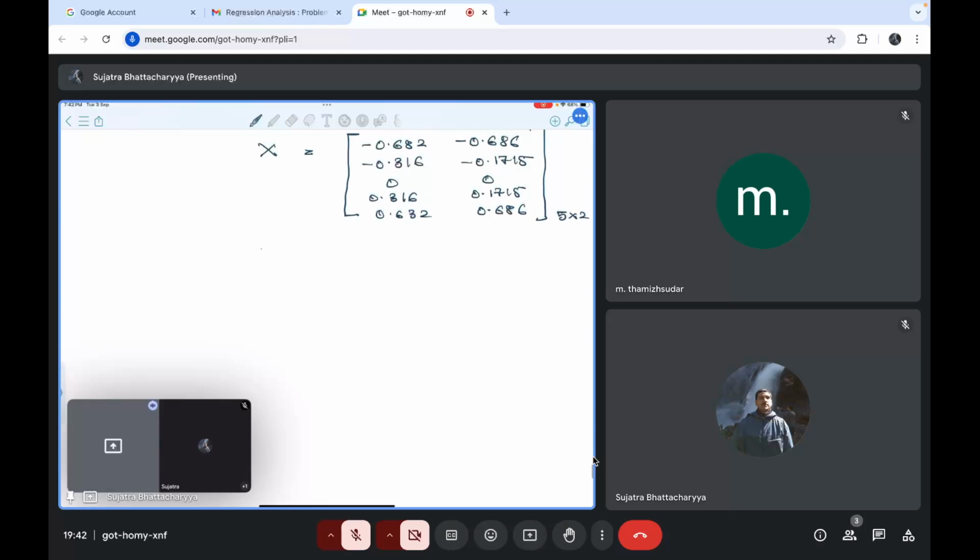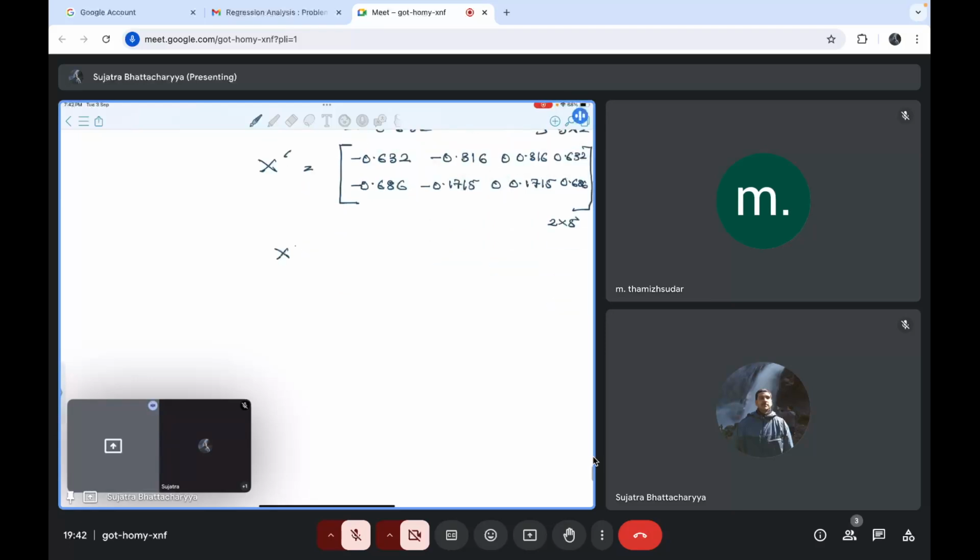What about x prime? Because you need x prime x, right? It will be just the transpose. So let's also write this: minus 0.632, minus 0.316, 0, 0.316, and 0.632. This is minus 0.686, minus 0.1715, this is 0, 0.1715, and 0.686. This is 2 by 5.